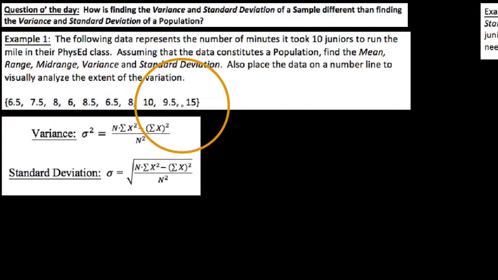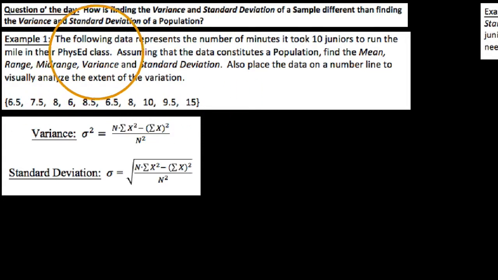In this video, we are going to confront the difference between calculating variance and standard deviation for a sample as opposed to a population of data. Okay, and so that's the question of the day here. How is it different when you find the variance and standard deviation of a sample than finding it for the population?